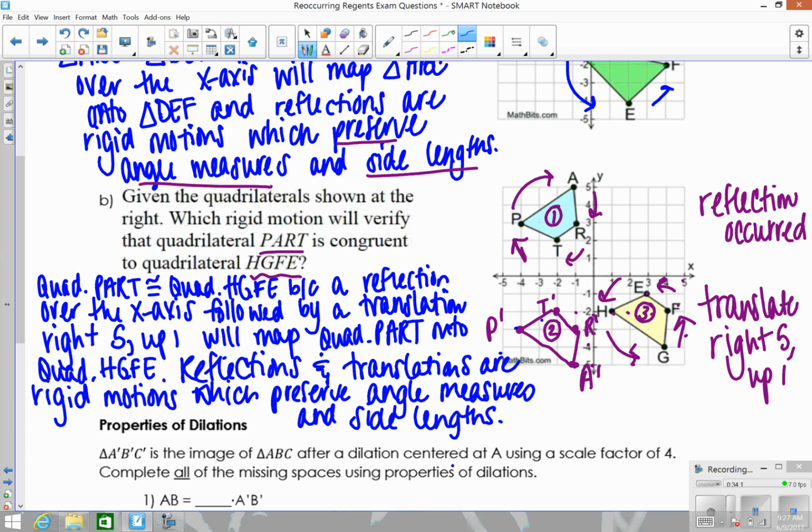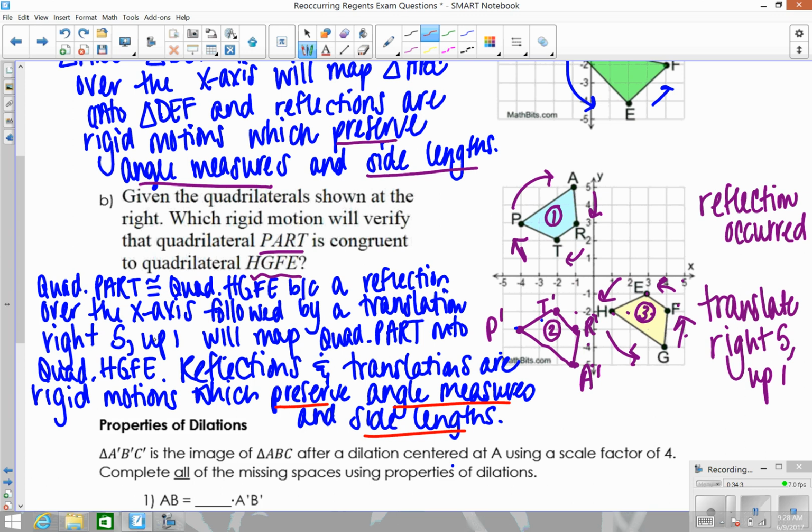So again, making sure that you state that those angle measures stay the same and side lengths stay the same is important. Also making sure that you say which direction you're going. I didn't mention that in the last example, but you need to say which shape you're starting with, because otherwise all of these are going to be backwards.